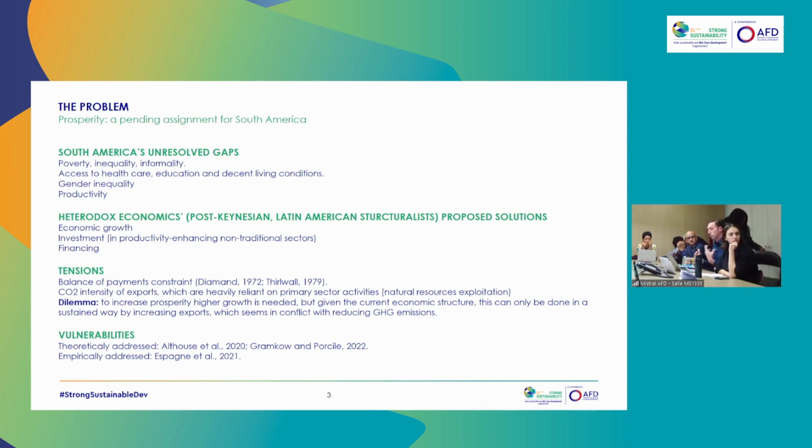One possible way of solving this problem would be to increase exports, if that were possible. But the carbon intensity of exports of these economies tends to be quite high because their export basket is biased toward natural resource exports, basically fossil fuels, livestock, mining, and so on. So this tension can be phrased in the following dilemma: to increase prosperity, higher growth is needed, but given the current economic structure of this continent, this can only be done in a sustained way by increasing exports, which seems in conflict with reducing greenhouse gas emissions.